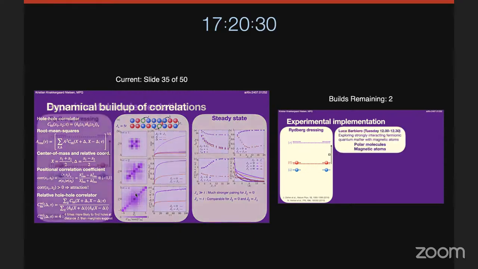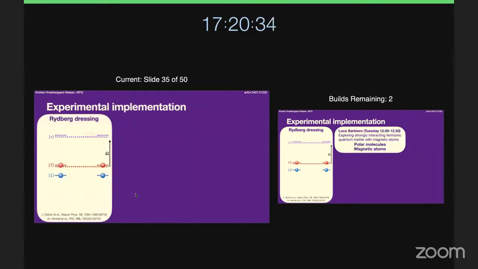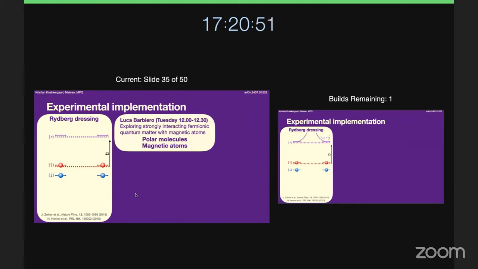Okay, so that's very nice and neat, but can we actually see this feasibly in experiments? The method that I'll be describing in the last 5 or 10 minutes of my talk uses Rydberg dressing. Here I wanted to make a throwback to a talk yesterday by Luca, where he talked about polar molecules and kinetic atoms, and I would say it should be possible to implement this kind of scheme using these methods as well. But I'll stick to Rydberg dressing.